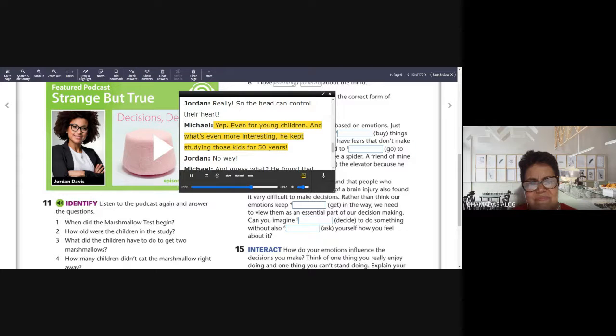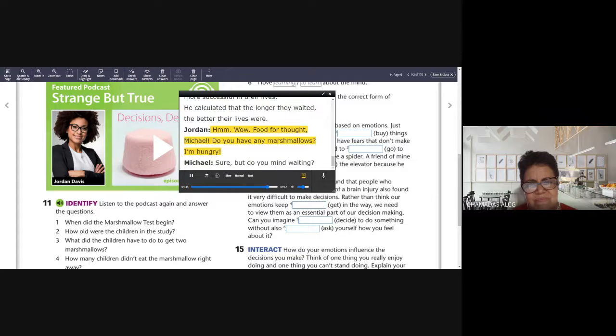And what's even more interesting, he kept studying those kids for 50 years. No way! And guess what? He found that those who waited got better grades and better jobs and were more positive and more successful in their lives. He calculated that the longer they waited, the better their lives were. Wow. Food for thought, Michael. Do you have any marshmallows? I'm hungry. Sure, but do you mind waiting?